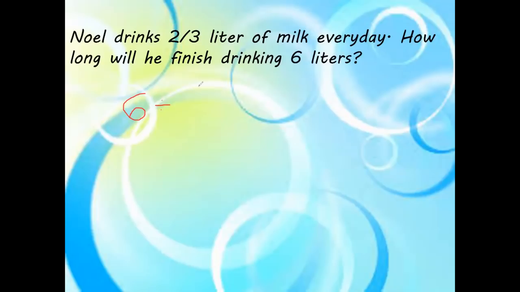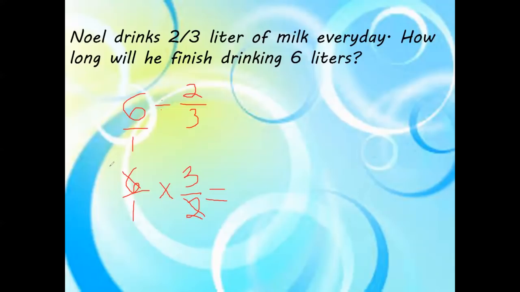So in this case, the dividend is 6. Okay, because this is the 6 liters of milk that Noel is going to drink, and he will drink 2/3 of it every day. So 6 divided by 2/3. So again, 6 will have a denominator of 1. So we're gonna keep 6/1. And then division will become multiplication. So we're gonna flip the second fraction. So 2/3 will become 3/2. Okay? So if you want, you could do cancellation, or you could just multiply it and then simplify afterwards. So let us use cancellation. 6 and 2. Okay? So 6 and 2 could be divided by 2.